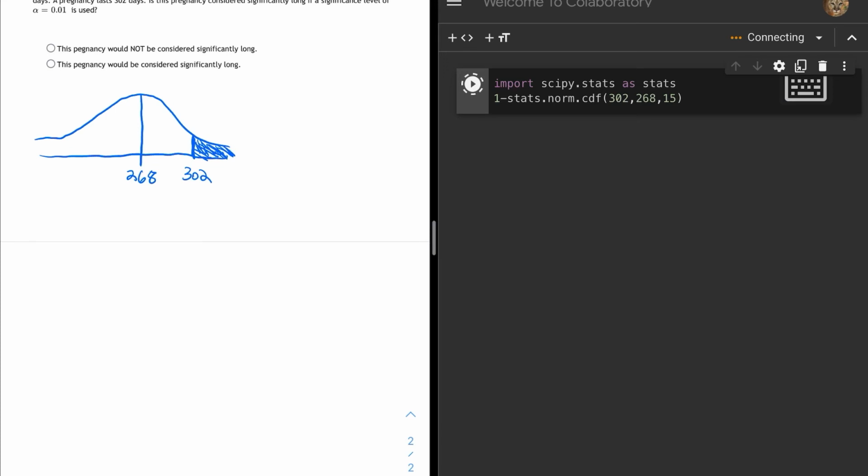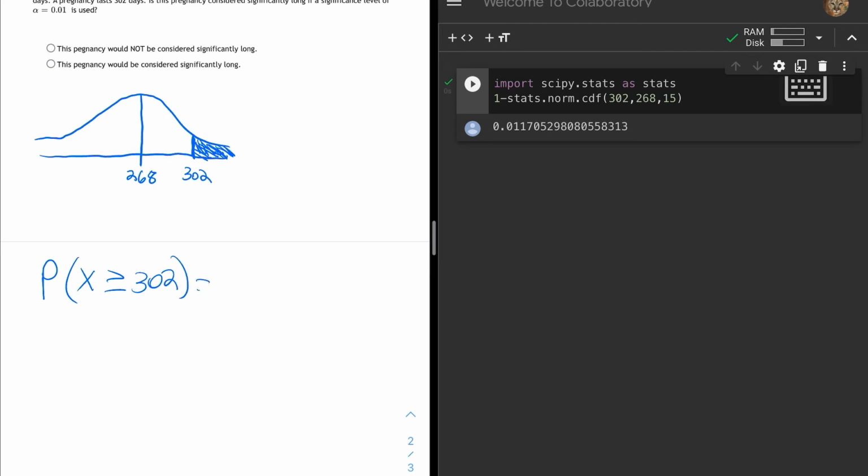Okay, taking a while to run there. Still connected to the internet, I believe. Oh, there it is. All right, so finally it runs and it gives me a probability value, the area to the right of 302: 0.0117. So the probability that x is greater than or equal to 302 is equal to 0.0117.